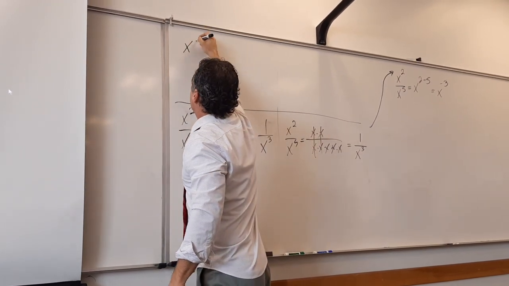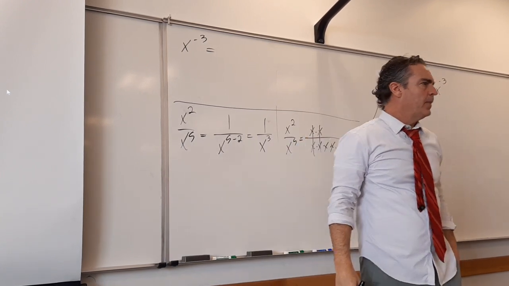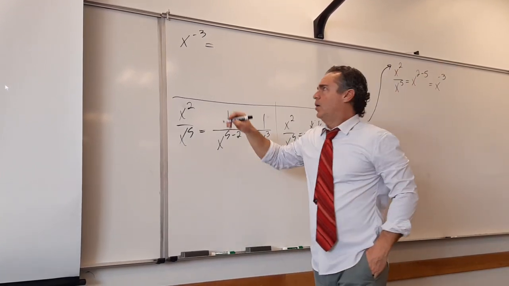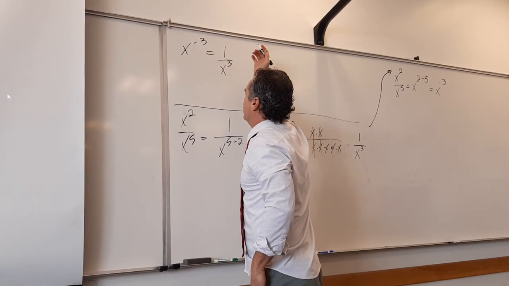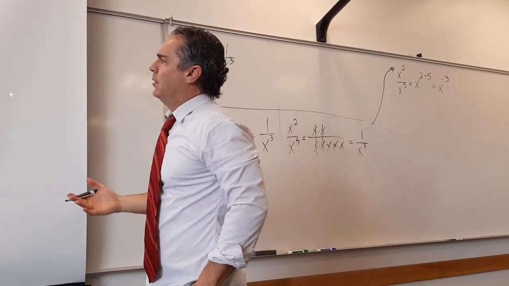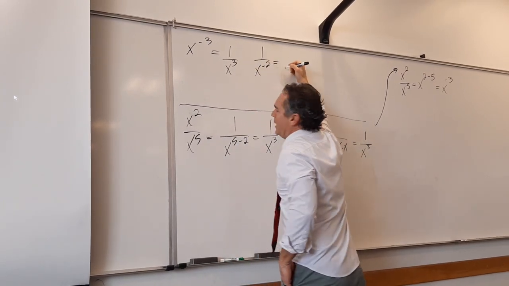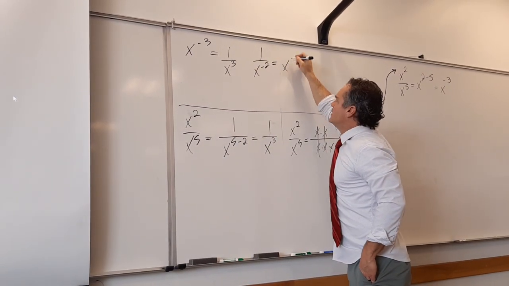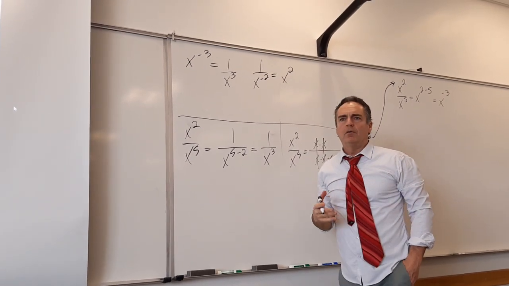X to the negative 3 equals what? What will it equal? 1 over x to the third. Very good. And then the next example, 1 over x to the negative 2 is going to equal what? X to the second. Very good.